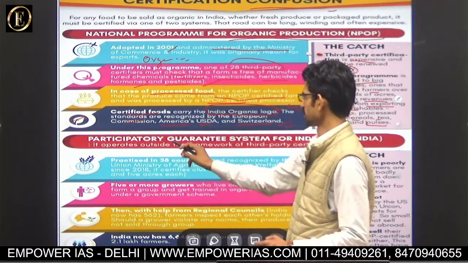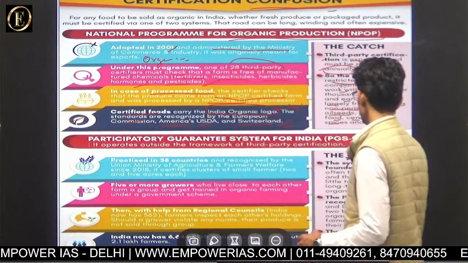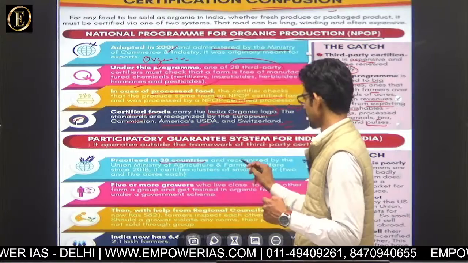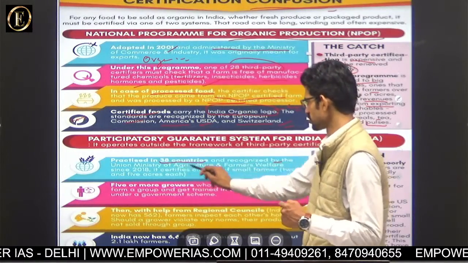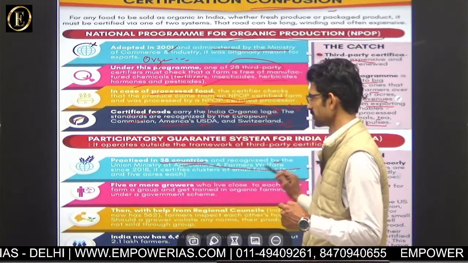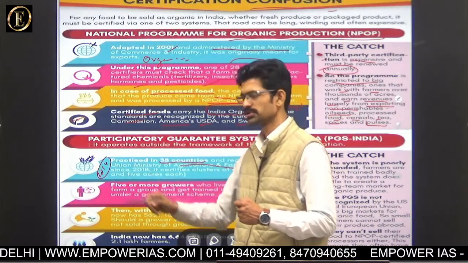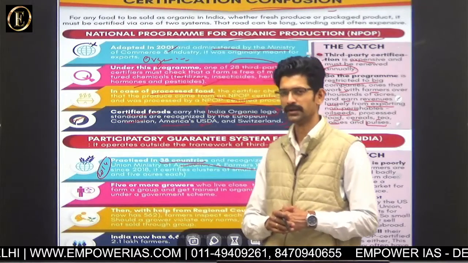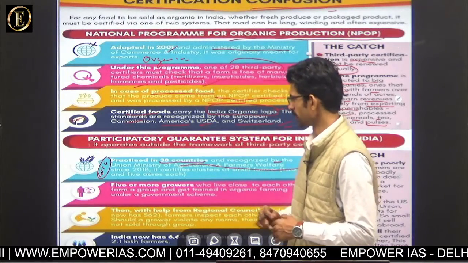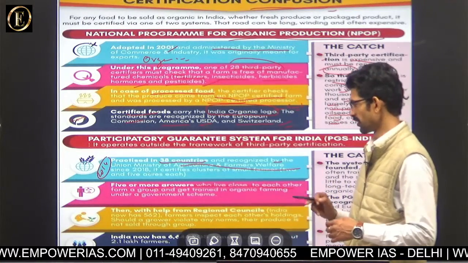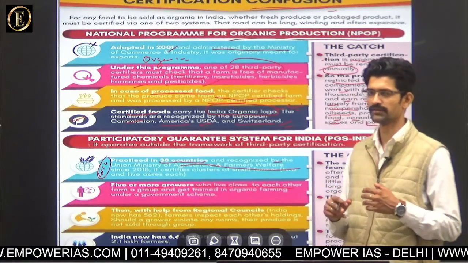Then Participatory Guarantee System for India, PGS India, practiced in 38 countries and recognized by the Union Ministry of Agriculture and Farmer Welfare since 2018. तो 2018 में ही मिनिस्ट्री ऑफ एग्रीकल्चर ने इसे सर्टिफिकेशन दे दिया, then 5 or more growers who live close to each other on farm with having trained organic farming.